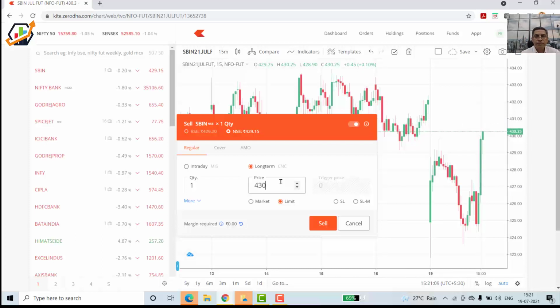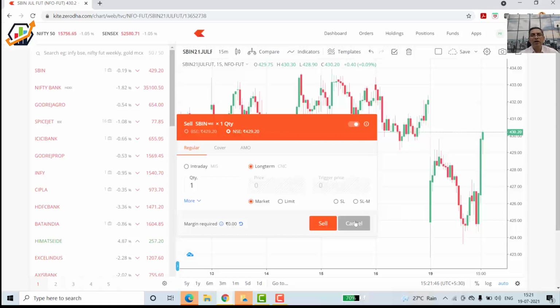If you sell this as a limit order, the order will get launched into the system. You can check it in the orders one more time, and when this price comes, if 430 comes, then that trade would have got executed. Similarly, if you put a market order, whatever is the next best price, the trade will get executed. So this is how you can enter into the trade and exit also from the trade in futures.